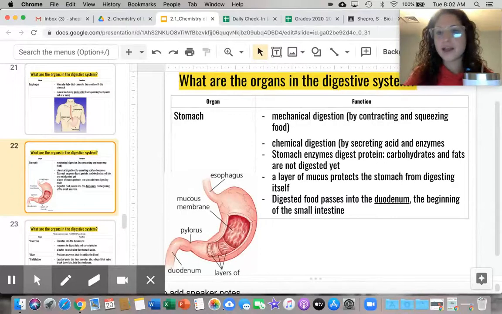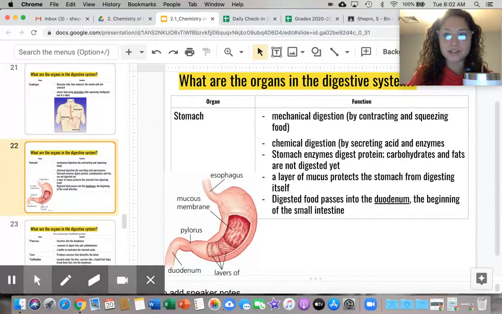So if you've ever thrown up or had a really bad burp and you've had that acid come up your throat, that's actually the acid from your stomach. It's hydrochloric acid, which has a pH of 2. So it is a very, very strong acid. It can actually cause metal to rust. So like I said, very strong acid.